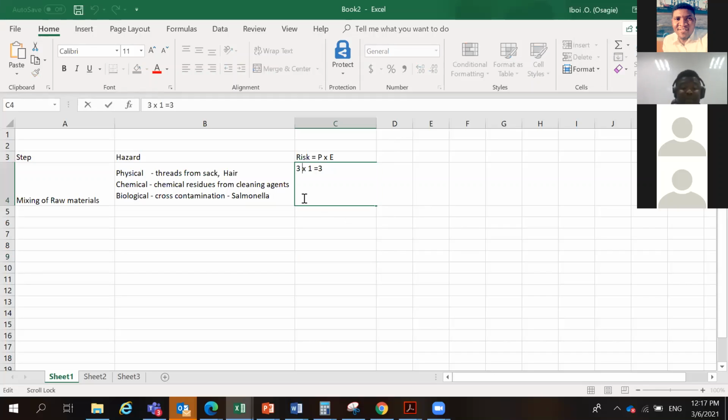If salmonella happens, is it possible that it's going to happen? Yes. Somebody can go to the toilet, it's very possible. Then the severity: salmonella can kill people. It will make you purge. If not well treated, it can take the life out of a person. So this will give you 12. You go and look at it on your risk table. It might be critical risk.